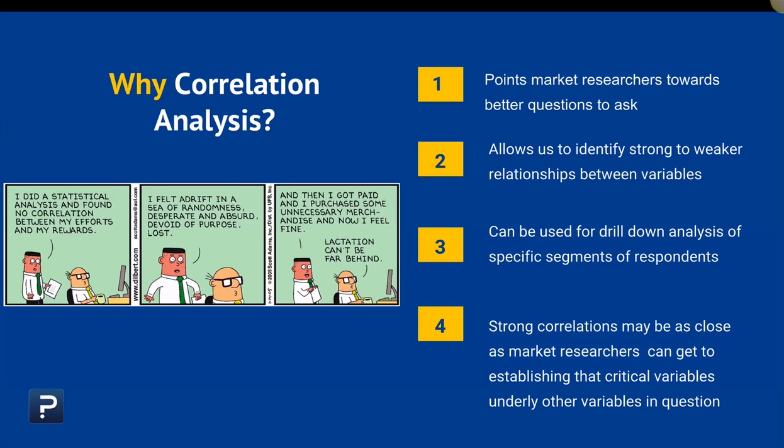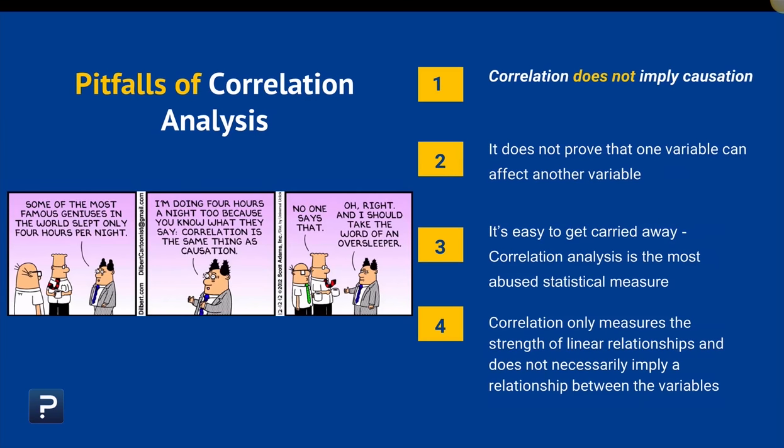And also strong correlations may be as close as market researchers can get to establishing that critical variable that underlies other variables in question. So what that really means is that you can get very close to causation, but you're not quite doing causation. And so we will discuss that in the next slide. And that is called the pitfalls of correlation analysis.